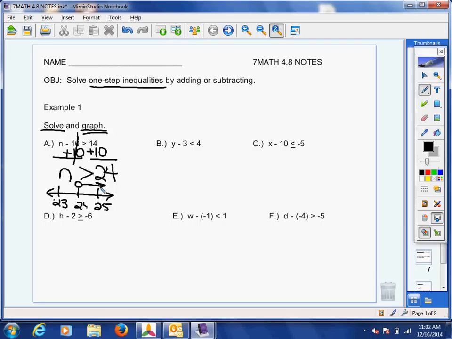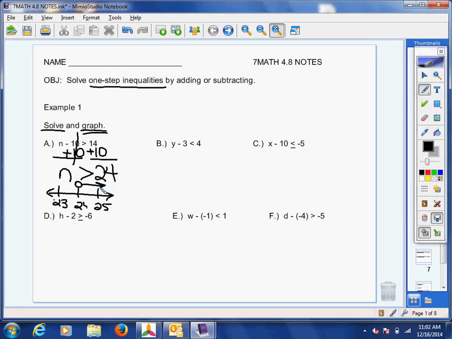Okay? Question right here? Do we have to solve what n is? Yeah, we found what n is. And n is going to have lots of answers, because how many numbers are bigger than 24? A lot, infinite, because numbers go into infinity. So we have infinite answers. Okay? All right, let's look at letter B.